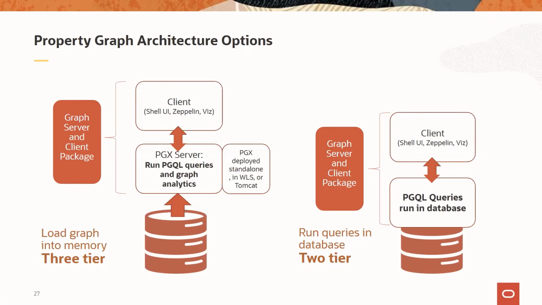So this is the recommended configuration because some of the graph queries can be compute intensive. So we recommend running queries and in particular analytics in memory. Now on the right, you have a 2-tier application. If you don't have the ability to stand up a graph server and you really do not want a 3-tier application, you can run some of the PGQL queries directly in the database. We do not recommend running analytics, and we do not support most of the analytics in the database. So if you're doing analytics, you definitely need a 3-tier architecture. But for smaller graphs, and if you really don't want to have a 3-tier architecture, you can run some PGQL queries in the database itself. So these are your architecture options.